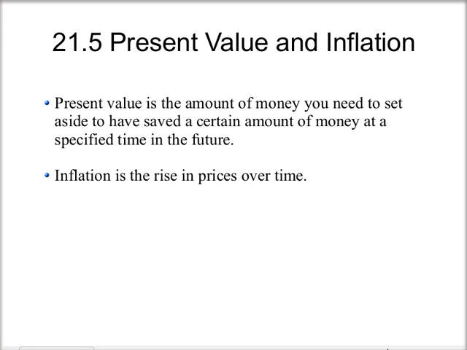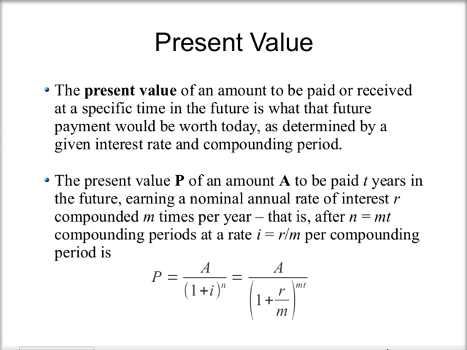So let's talk a little bit more about present value first. The present value of an amount to be paid or received at a specific time in the future is what that future payment would be worth today, and that's determined by a given interest rate and compounding period. Here we've got a formula for the present value P of an amount A to be paid T years in the future. In the first version of the formula, I've got my interest rate I per compounding period, and N is the number of compounding periods that have passed.